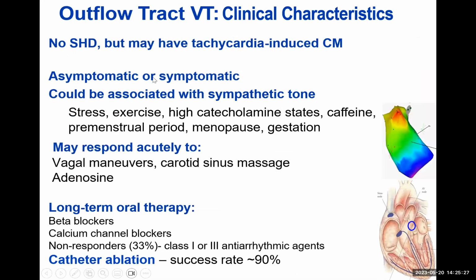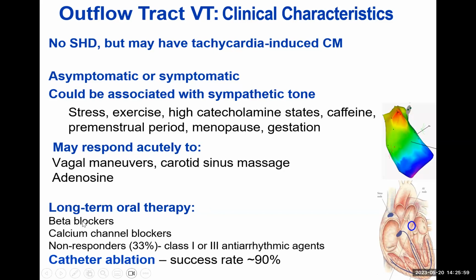They don't have structural heart disease. They may have no symptoms, or they may have symptoms related to palpitations. Symptoms may present at rest or with exercise, or a high catecholamine state, or caffeine. They may respond well to vagal maneuvers, carotid massage, and adenosine. So that's what we call adenosine-sensitive ventricular tachycardia, the outflow tract VTAC. And if adenosine terminates a wide QRS complex tachycardia, it could still be SVT with aberrancy, or it could be adenosine-sensitive VT, which is the outflow tract VTAC.